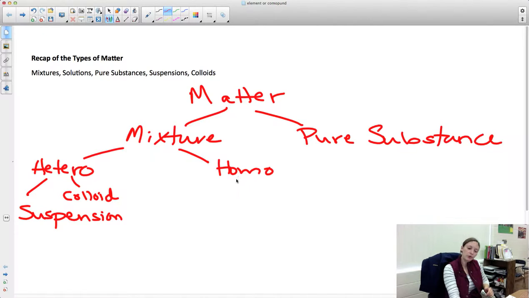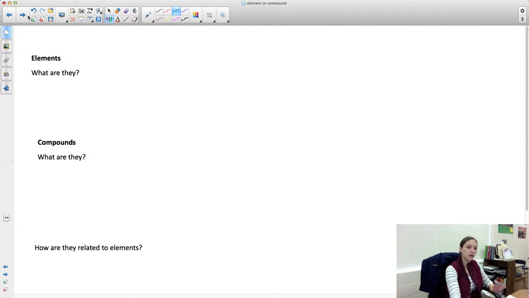Okay, and we looked at an example of some homogeneous mixtures, which were solutions. So again, not every single homogeneous mixture is a solution, but that's just the one type that we looked at. So that's kind of a recap of what we've been doing. We're now going to focus a little more on this pure substance side and elements and compounds. So let's start off with, first off, elements.